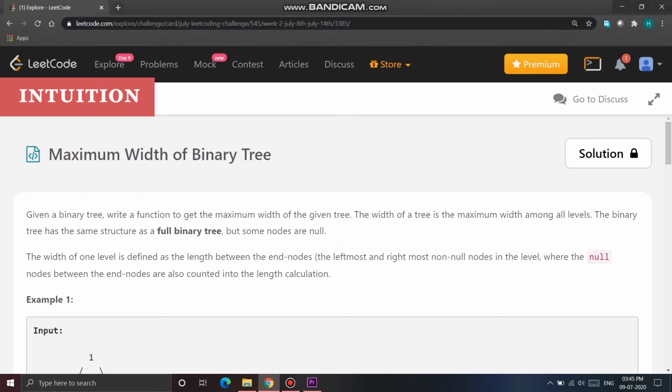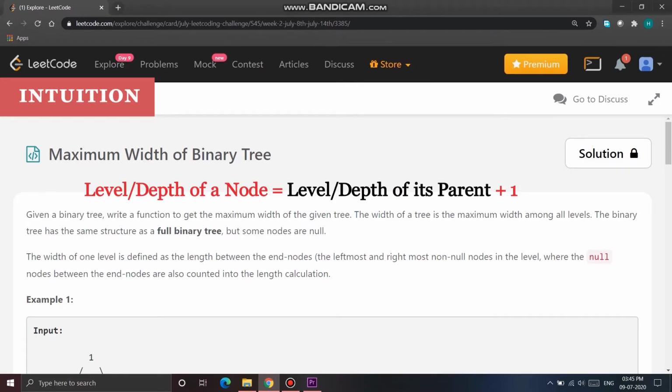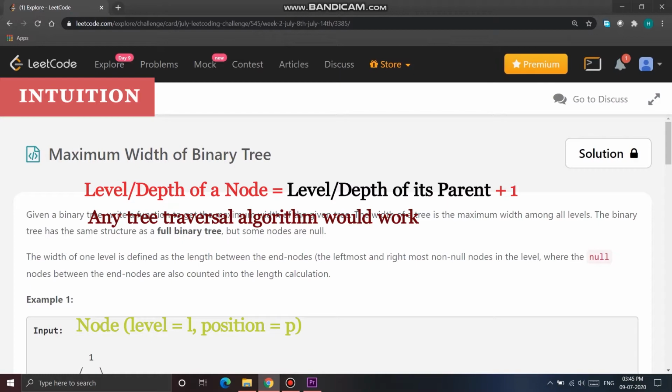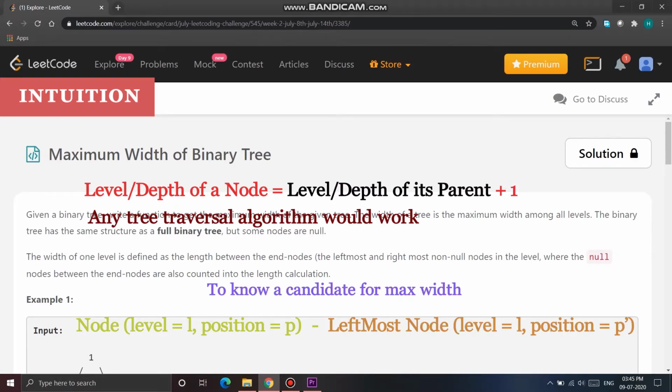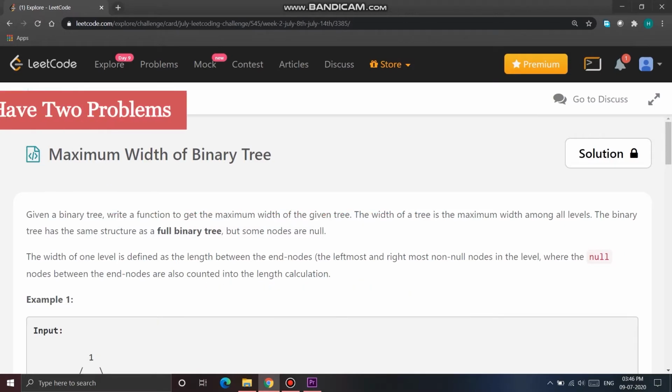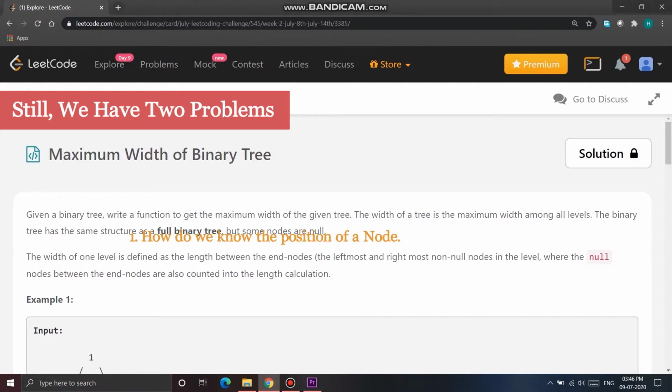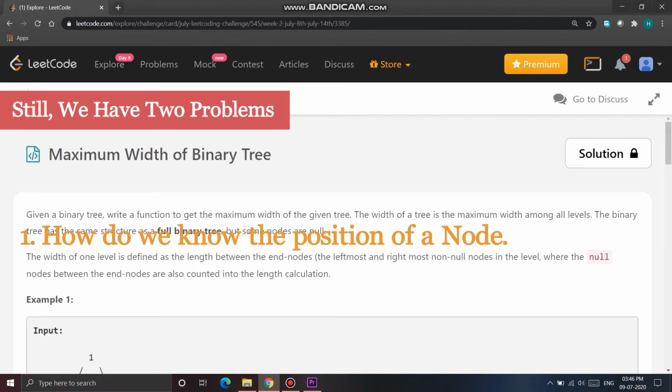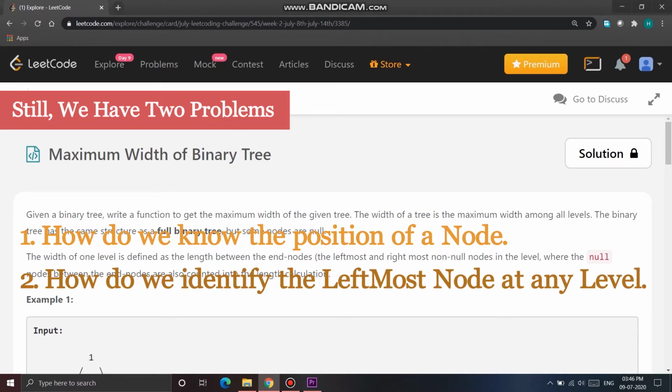We can easily know the level or the depth of a node just by adding 1 to the level of its parent. Then we can apply any tree traversal algorithm, and for every node at level L, we find out the difference between its position P and the position of leftmost node at the same level L. But still, we have two problems. First, how do we know position for a node? And second, how do we know that a node at level L is the leftmost one?